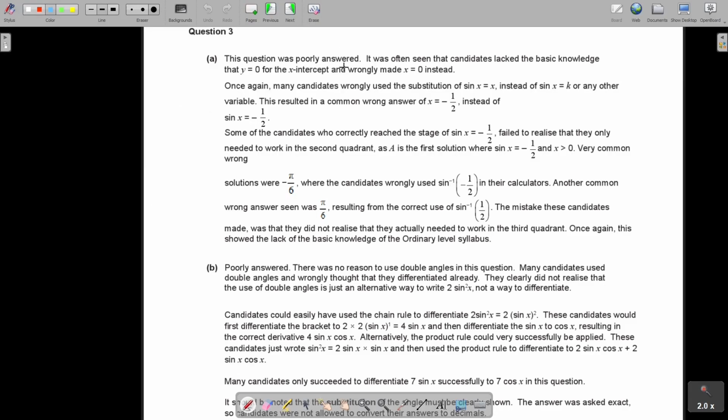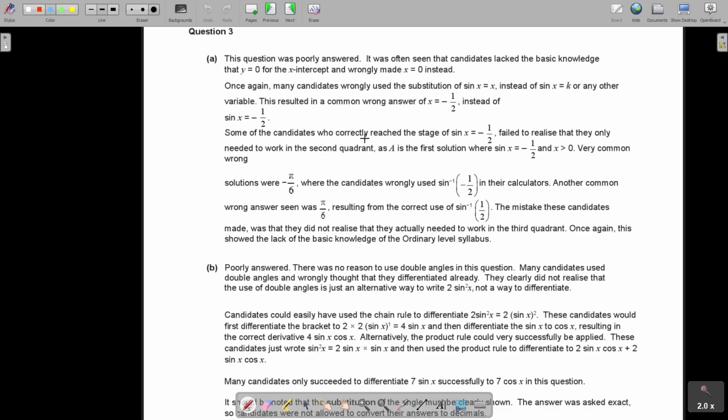This question was poorly answered because you had to think of so many things. In that first one, it was often seen that candidates lacked the basic knowledge that where it cuts the x-axis, y equals 0, for the x-intercept, and wrongly made it x. No, when it cuts the y-axis, x is 0. When it cuts the x-axis, y is 0. Once again, many candidates wrongly used the substitution of sin x equals x instead of sin x equals k or any other variable. That means if you put a k, you can factorize directly. This resulted in a commonly wrong answer, x equals negative, instead of sin x equals negative a half.